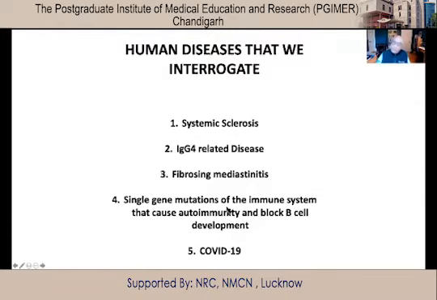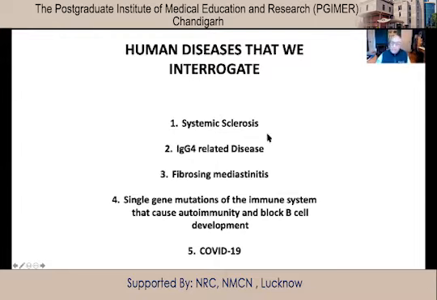We actually look at some diseases in which there are single gene mutations. So we have a huge cohort which we have built together at Mass General, about 270 patients now, of patients with single gene mutations in the immune system. But we are focusing on those that cause autoimmunity, fibrosis, and which block B cell development. And we have some interesting stories. I won't have time today to get into that. And I'll talk about COVID-19 tomorrow.